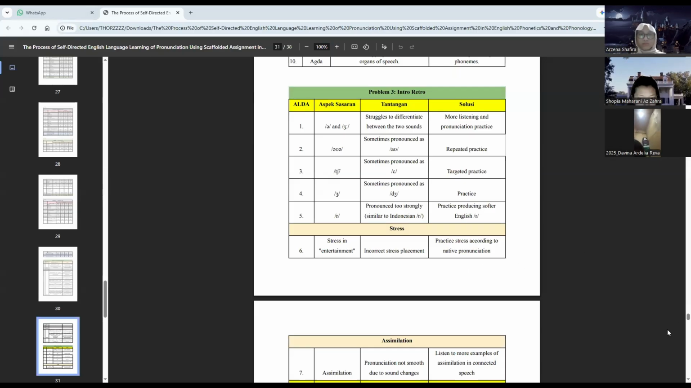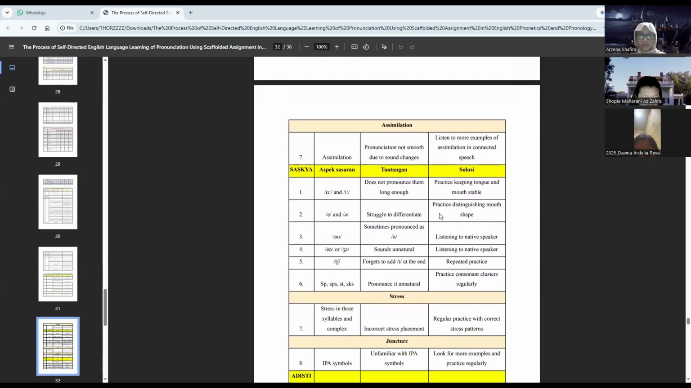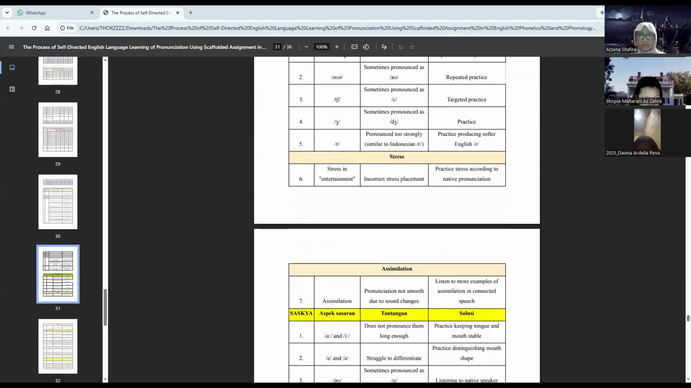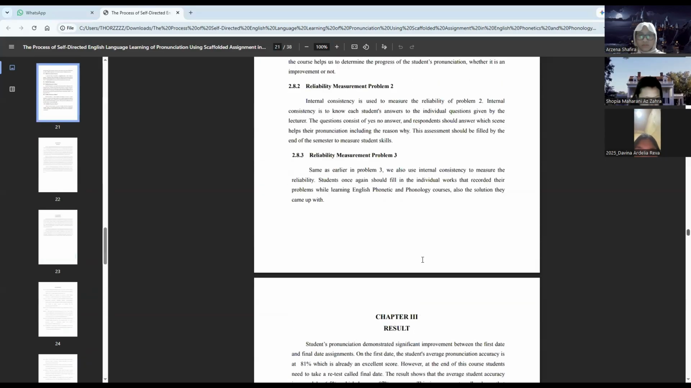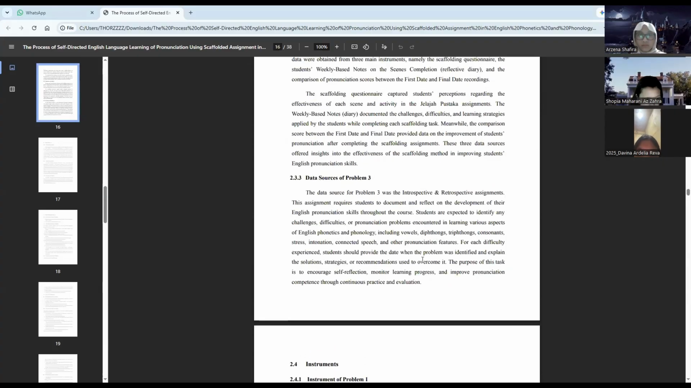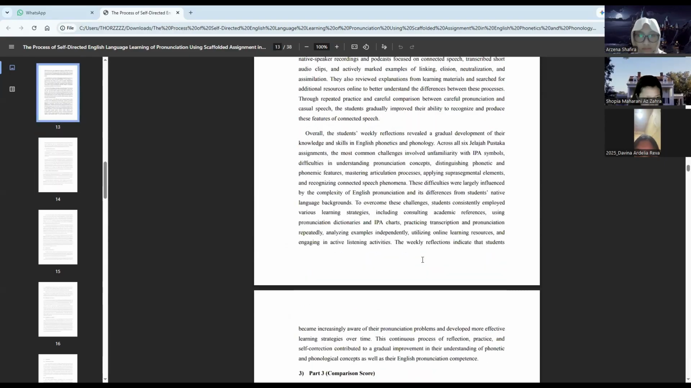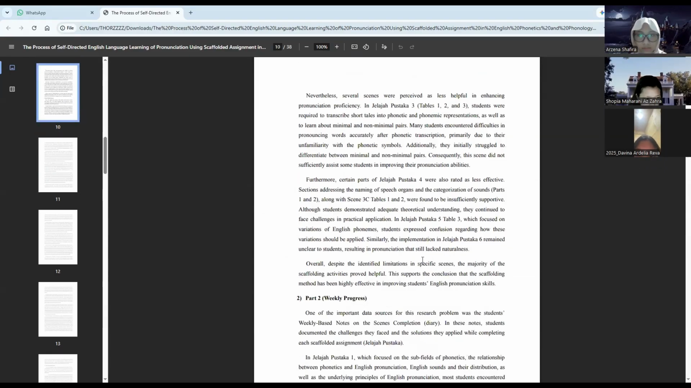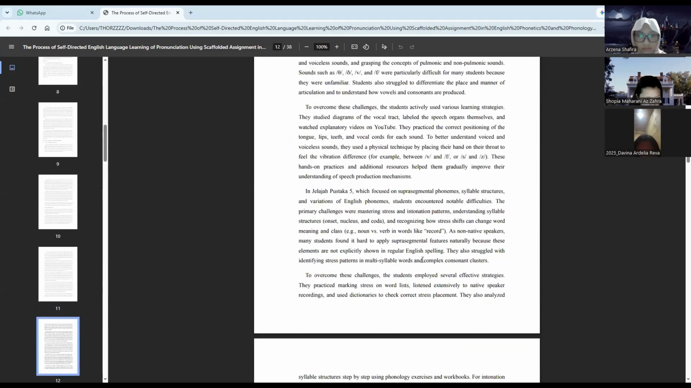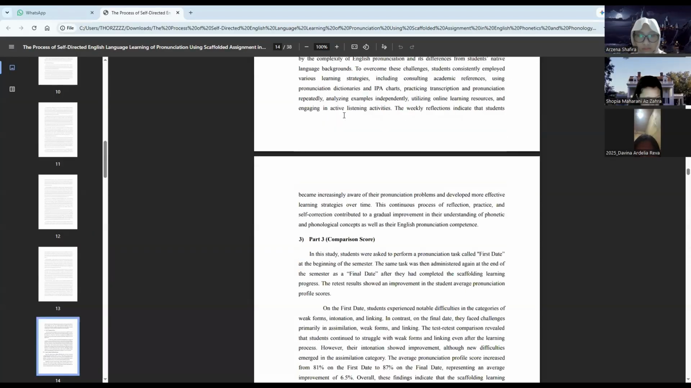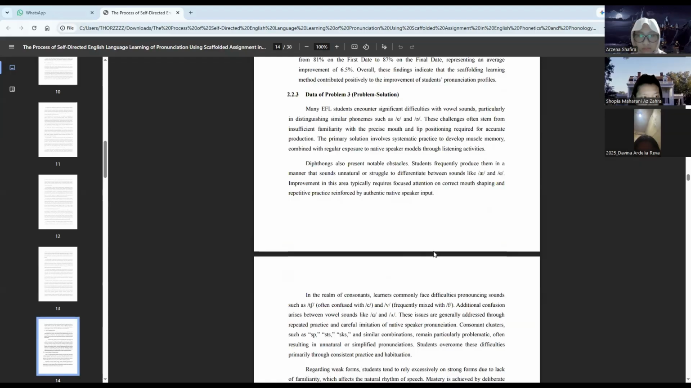Okay, so in problem 3, we can also see that many students struggle with some vowels and diphthongs, and then assimilation, and the solution for many of them is to practice their speaking or pronunciation. So we can see that's our problem 3 or problem solution.